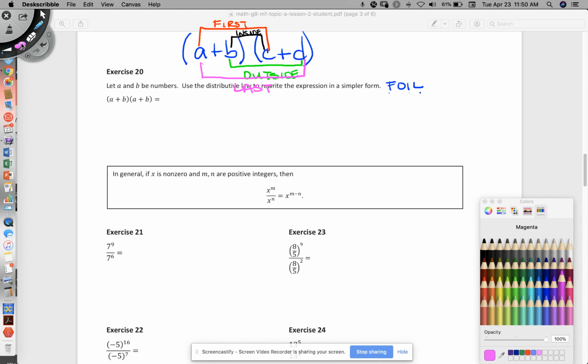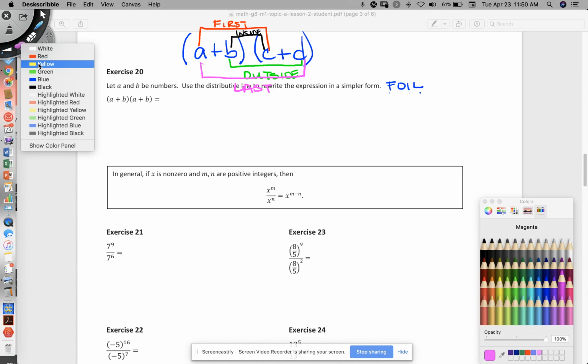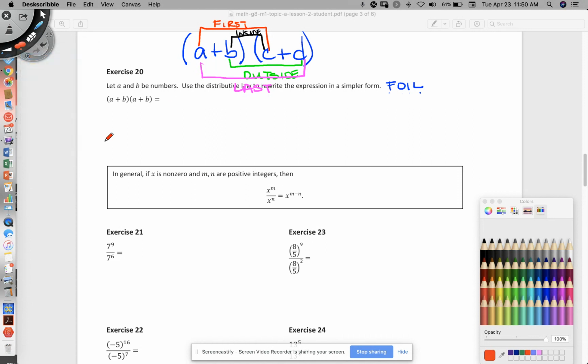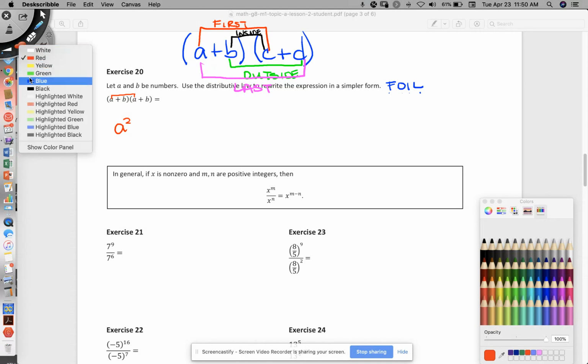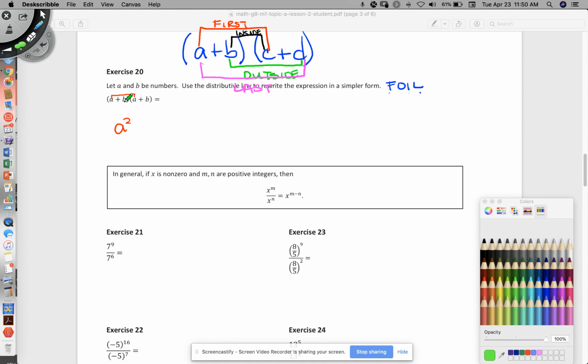All right, so here we go. We're going to get a little colorful now. I'm going to do my first, so I'm going to do my A. That's going to be A times A, which gives me A squared. Now I'm going to do my outside, so I'm going to switch over to my green. My outside is going to be my B times my B. So that's going to give me plus B squared.